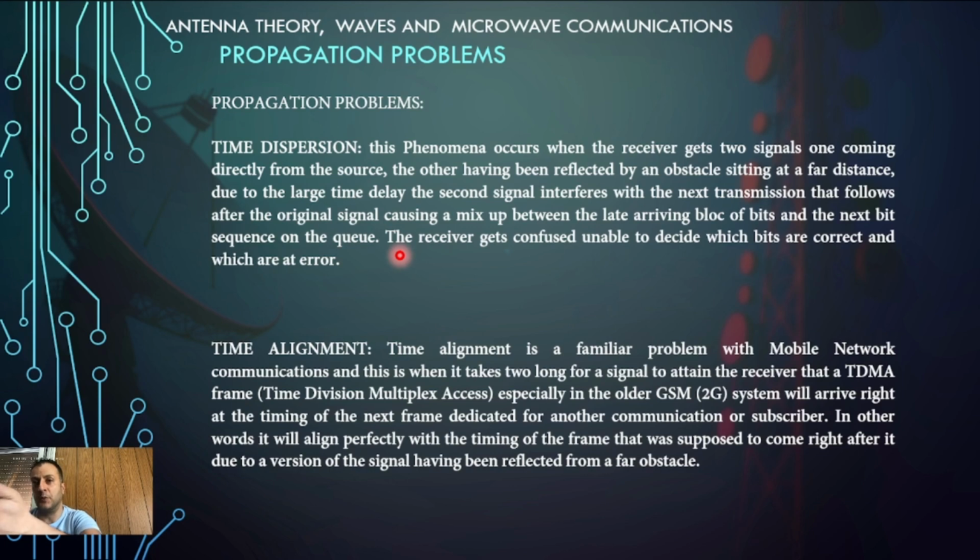So you have one signal that has been reflected from a far obstacle arriving back at the receiver, and it's received during the tail of the first transmission. It's mixing up with the first version of the signal arriving directly. This is what causes the binary errors and the mix-up of bits, where the receiver can no longer decide which version is correct.